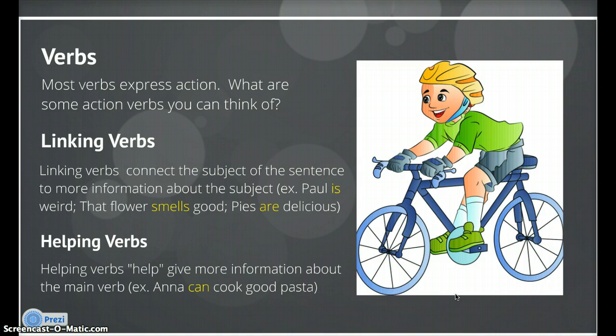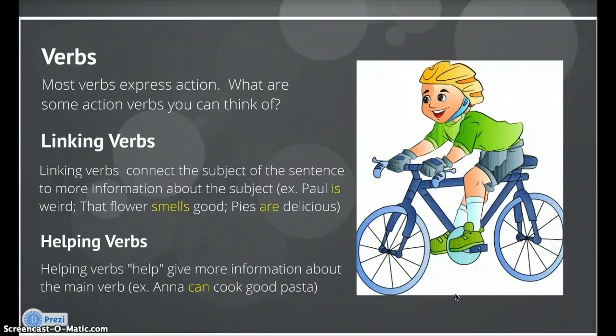In the second explanation, I've written that the flower smells good. If you use the equals test, the flower equals good. Flower being the subject and good being more information about the subject, then the word smells is the connector. The same applies for the example of pies are delicious. Pies equal delicious. Helping verbs can be confusing too. Helping verbs are just there to help give more information about the main verb. In the example, Anna can cook good pasta.